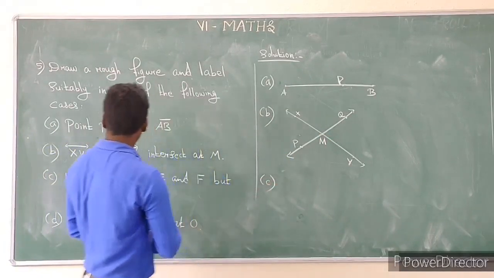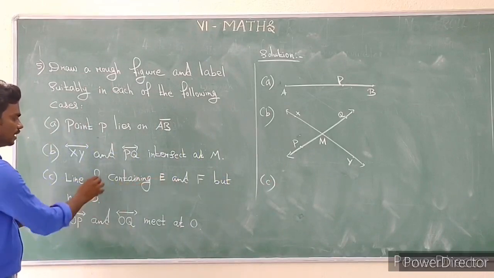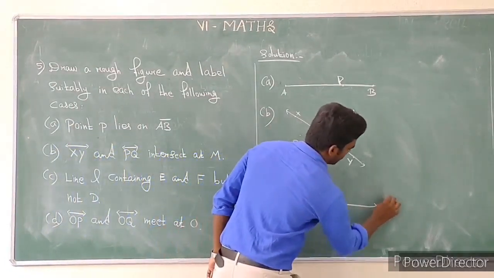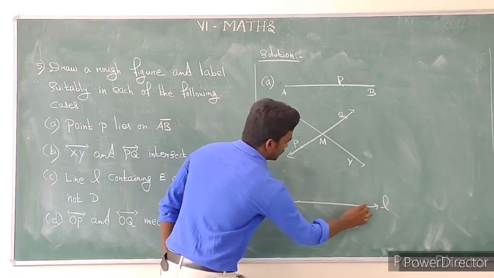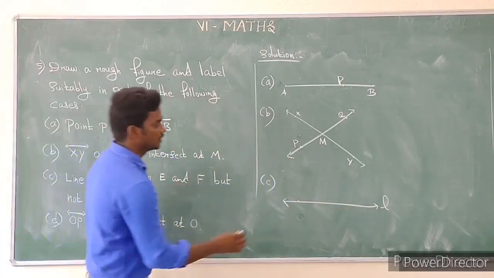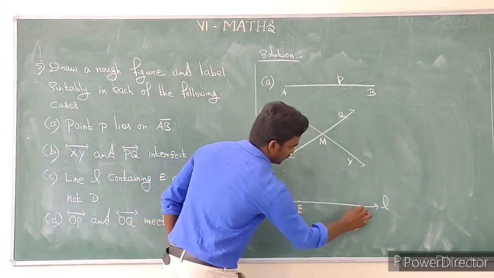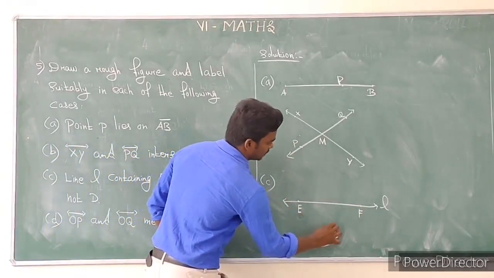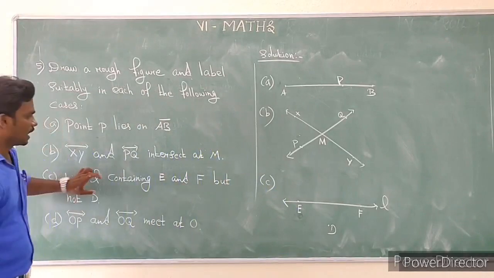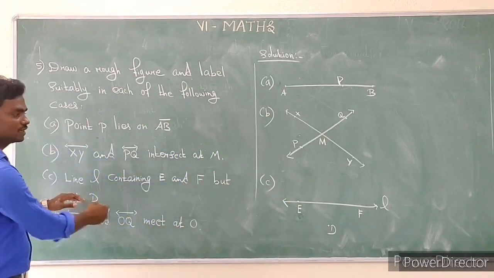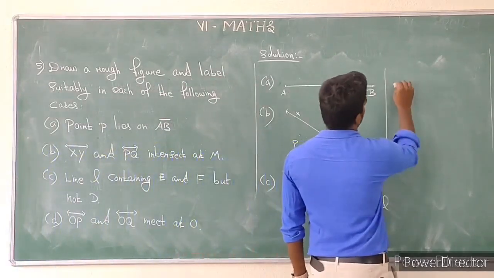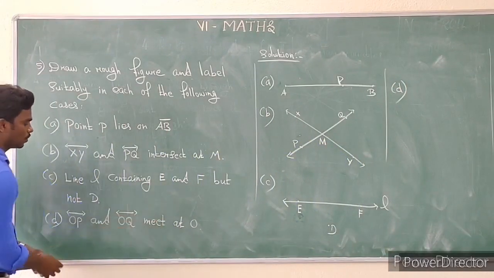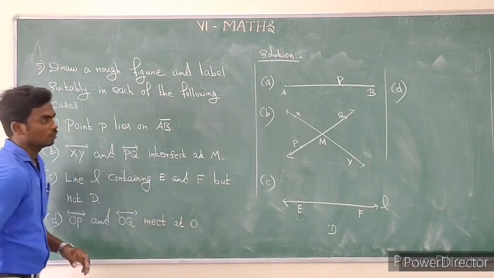What is the third question? Line L containing E and F but not D. So we draw the line L, which contains points E and F but not D. But not D means the point D is not lying on the line L. What is the fourth case? Lines OP and OQ meet at the point O.